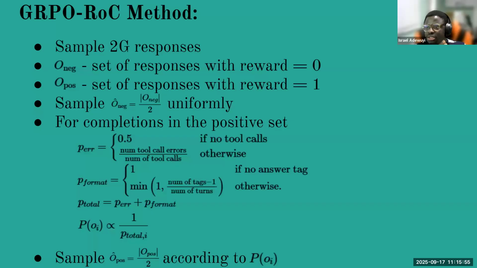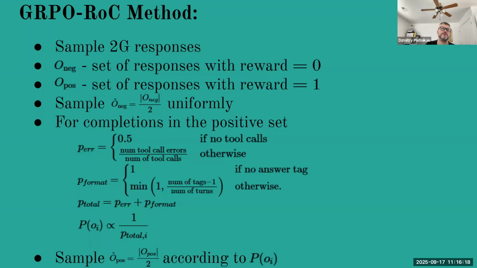So basically, the set of all in the next slide is the union of sampled negatives and sampled positives. And sampled positives, exactly. Yes. I should have done better to indicate that. But basically, the new batch of data, the new group that you're training on, is just the union of sampled positives and sampled negatives.